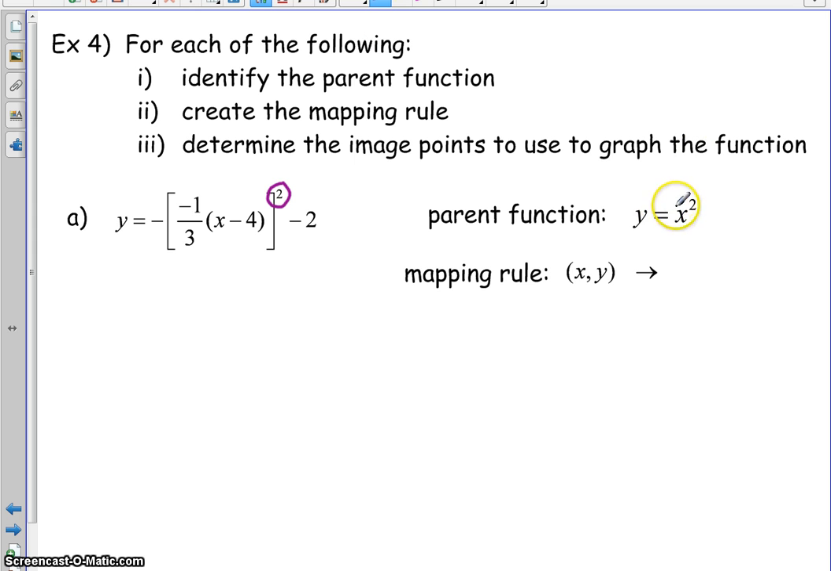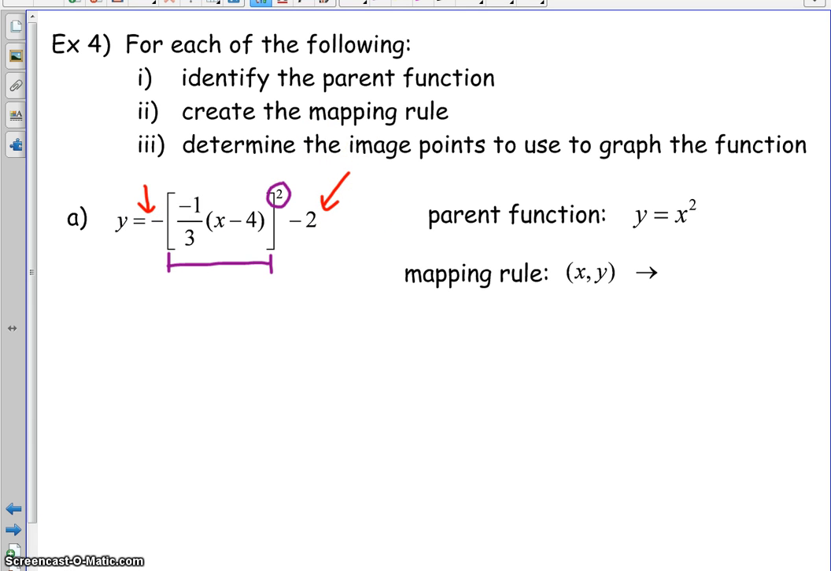But you have to remember, once we know our parent function is y equals x squared, you have to think, okay, in the original parent function, our x was squared. So what's now squared instead of x? Well, it's this entire bracket, right? This entire bracket is now what's squared instead of just x. So everything inside there is what's happening to x. Everything outside there, this negative and this negative 2, for example, are what's happening to y.